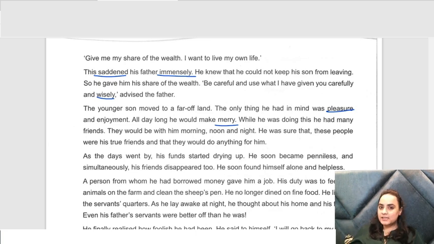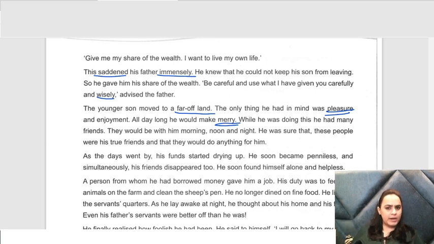So the younger son took the money and moved to a far off land, a land very far away from the place he was living. The only thing he had in his mind was to enjoy himself and to have fun. All day long he did nothing but make merry. Making merry, he just had fun.